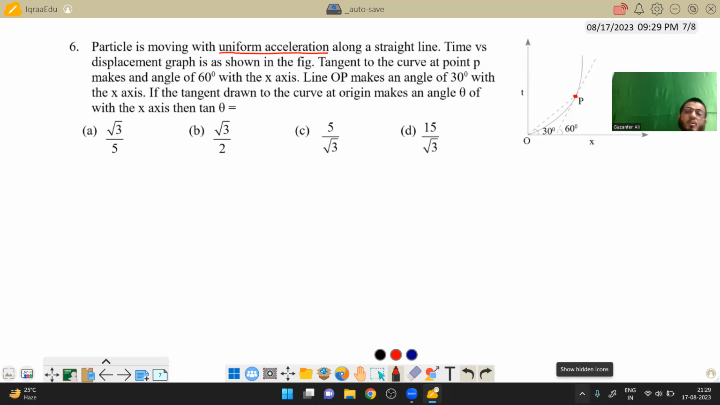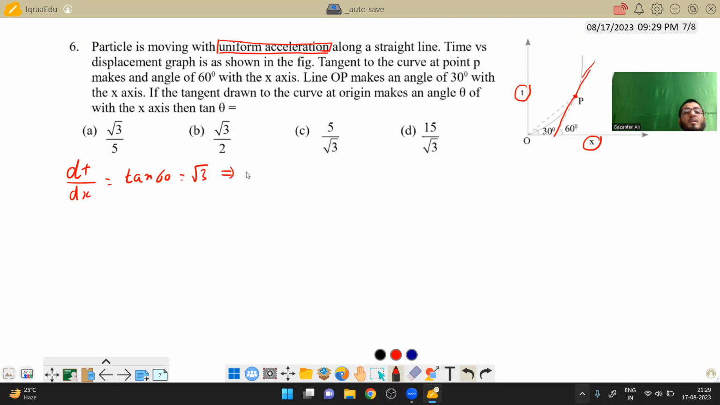No? Okay. See here. First thing, this is moving with uniform acceleration along a straight line. So all our results, v = u + at, s = ut + half at square, they are all valid here. But this is not displacement versus time. This is time versus displacement. So this line, which is tangent at the point P, the slope gives us dt by dx is equal to tan 60, what is tan 60? Root 3.